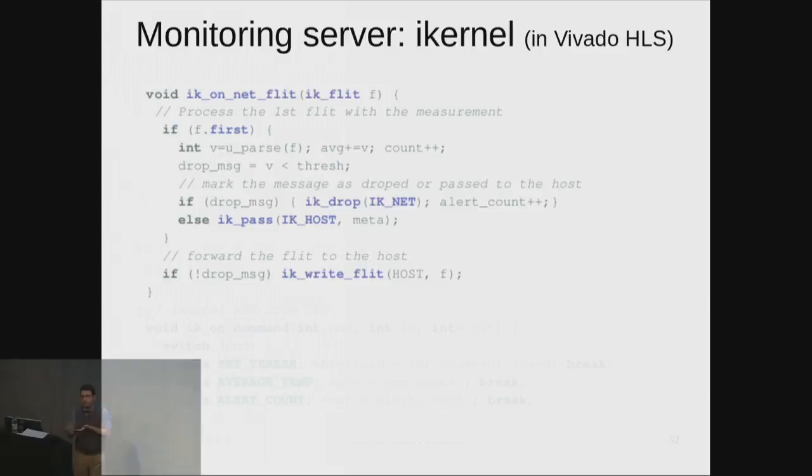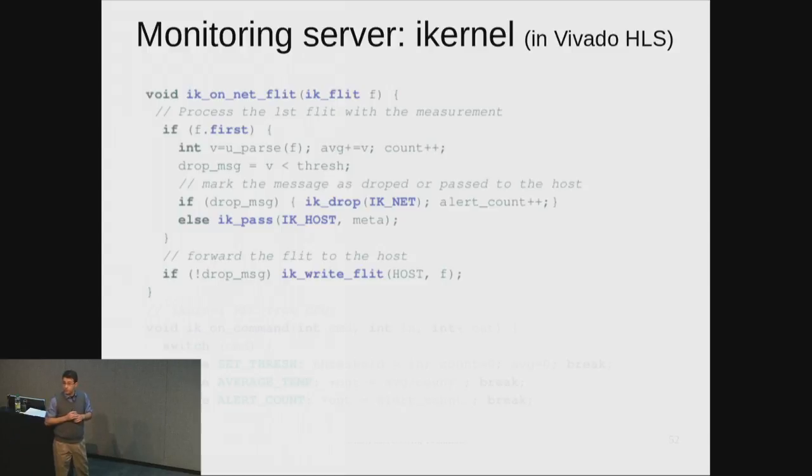Okay, so what kind of code do you write? The code that I'm writing here is a very cleaned-up version of a Vivado HLS implementation of this very simple kernel that I mentioned. It's not too far from reality, but it's not the reality, okay? What you can see here is that it's an event-driven model, right? On every event, the ikernel gets invoked.